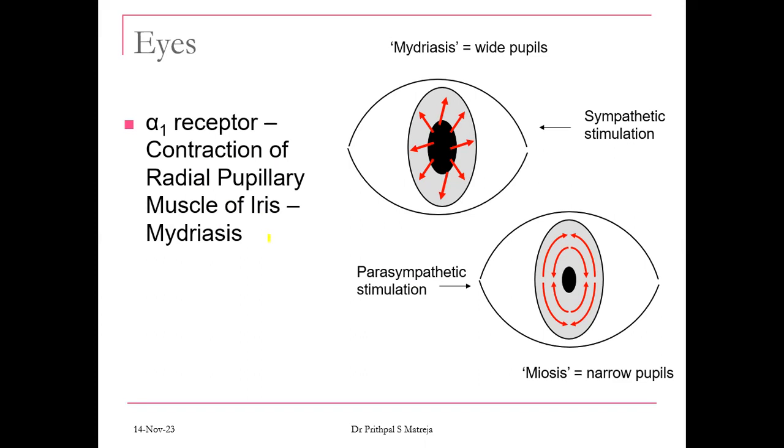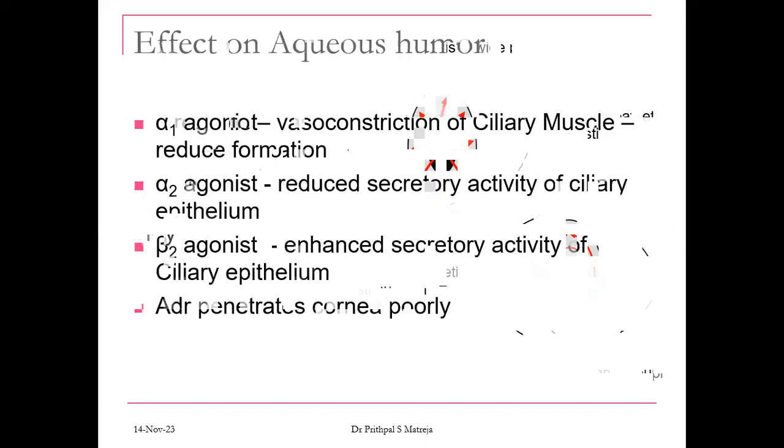Talking about its action on the eye, we have alpha 1 receptors, which cause contraction of the radial pupillary muscles of the iris, thereby leading to mydriasis. Now, this is a direct acting action of mydriasis.